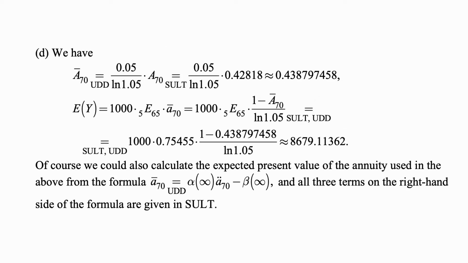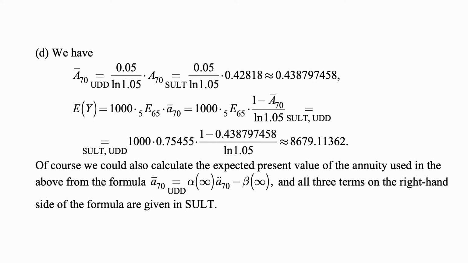For part D, we have a bar 70 under a uniform distribution of deaths that's equal to 0.05 over the natural logarithm of 0.05, or i over delta, times a 70, and from the standard ultimate life table, a 70 is 0.42818. So we plug that in, and then a bar 70 is approximately 0.438797458. And E of Y is 1,000 times 5e65 times little a bar 70.